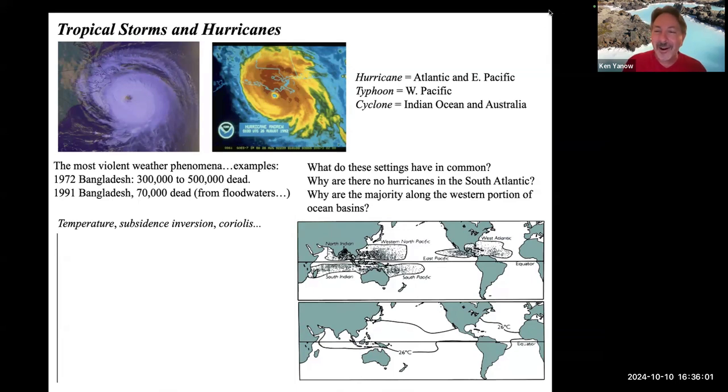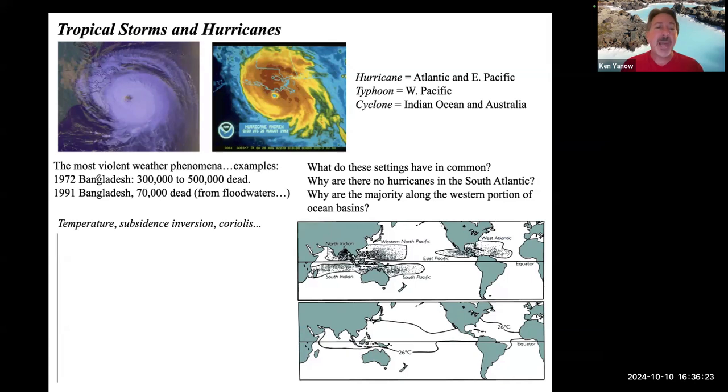Australia. So, whenever you see these three terms, hurricane, typhoon, or cyclone, they actually mean the exact same thing. They're just occurring in different parts of the planet, but they're the same. They are large storms, huge, the most violent of all weather phenomena.